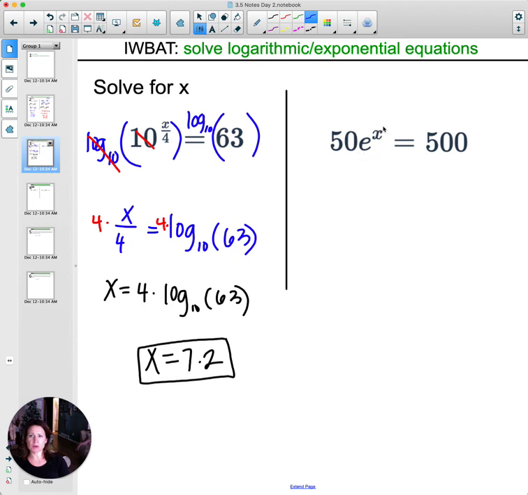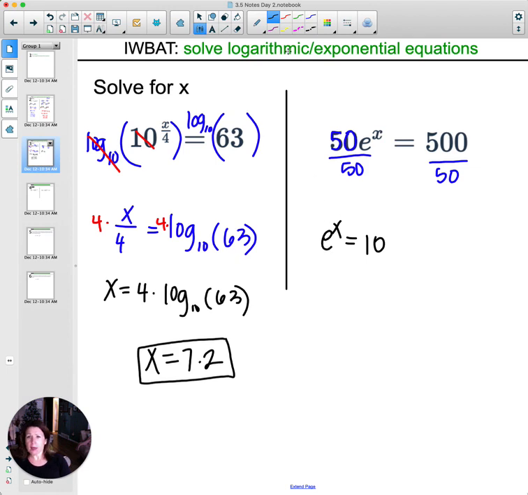This next one, we want to isolate the exponential portion. So the exponential portion is just e to the x, where here we had the 10 to the x over 4 already isolated. This one has a 50 out front that we need to get rid of first. So we're going to divide both sides by 50 to get the e to the x by itself. So we're left with e to the x equals 10.